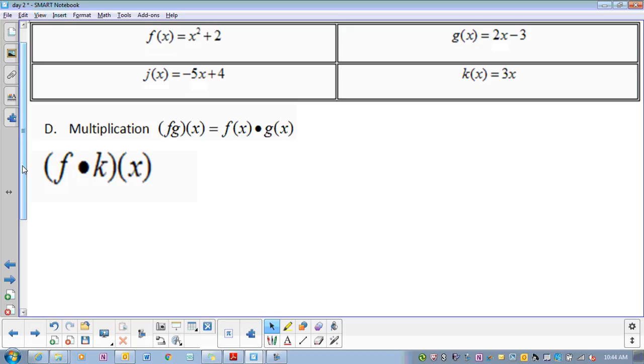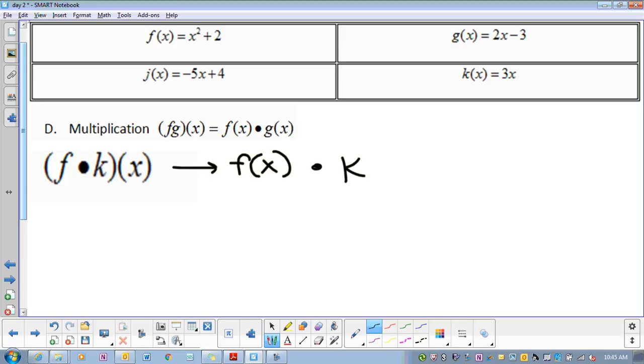Now we're going to look at multiplying functions together, okay? So we have f times k of x. This one again is written together. I don't like that, so I'm going to separate it. This is the same as saying f of x times k of x. Yes? All right.